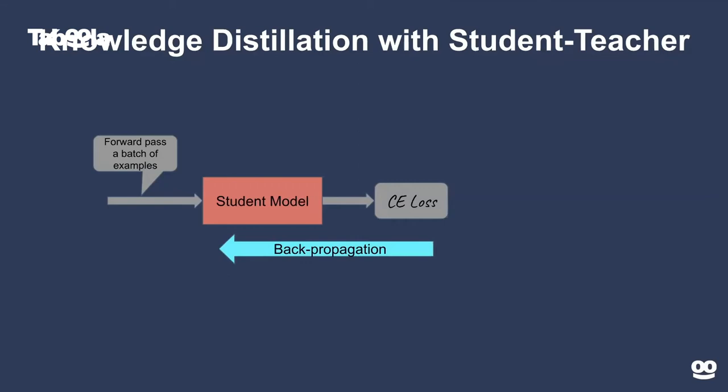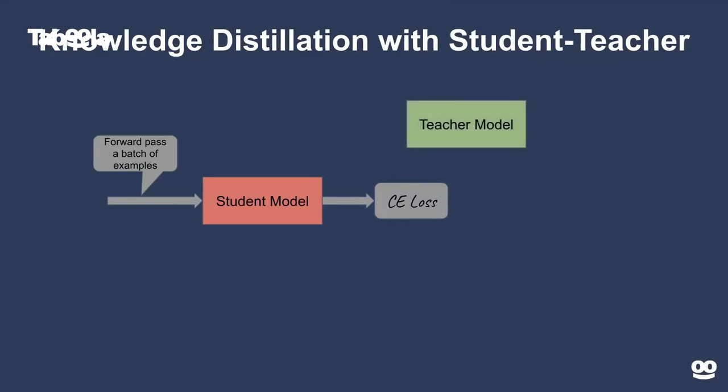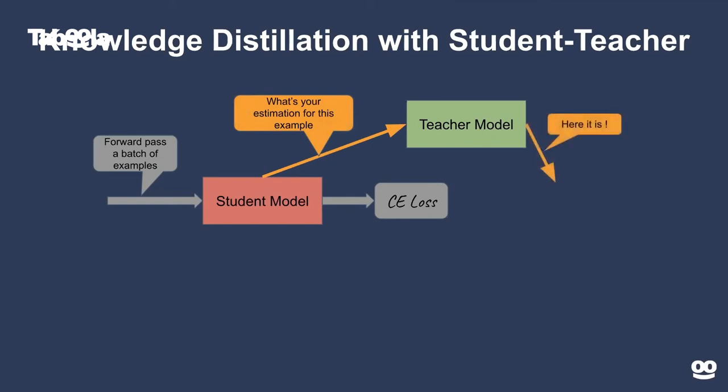So with the student teacher setup, as we saw previously, we have the option to ask someone, a smarter model than us, hey, I have a specific example inside this batch. Can you tell me what's your estimation for this example? Like how you think I should proceed with it, what my gradient should be. And this model actually gives us an answer. And now we have to somehow use this answer in order to accumulate knowledge or perform better by solving this specific problem.